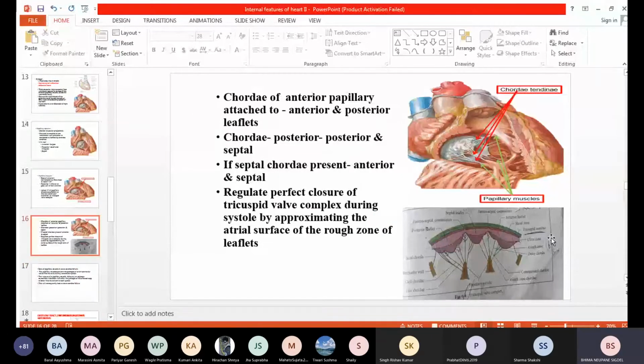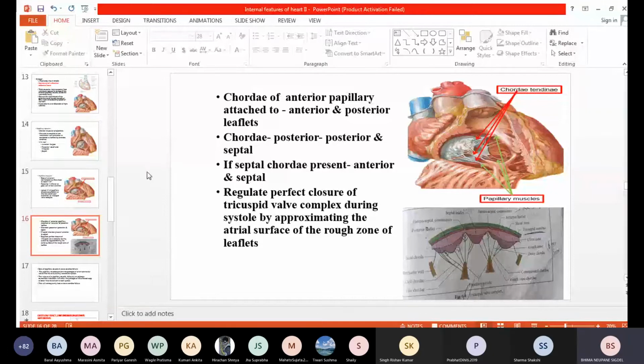Now this is also extra; if you want to remember, you can remember this part. The chordae tendineae of the anterior papillary muscle are attached to the anterior and the posterior leaflets, whereas the chordae tendineae of the posterior papillary muscle are attached to the posterior and the septal leaflets, whereas the septal chordae, if present, attach to the anterior and the septal leaflets. That is the chordae.